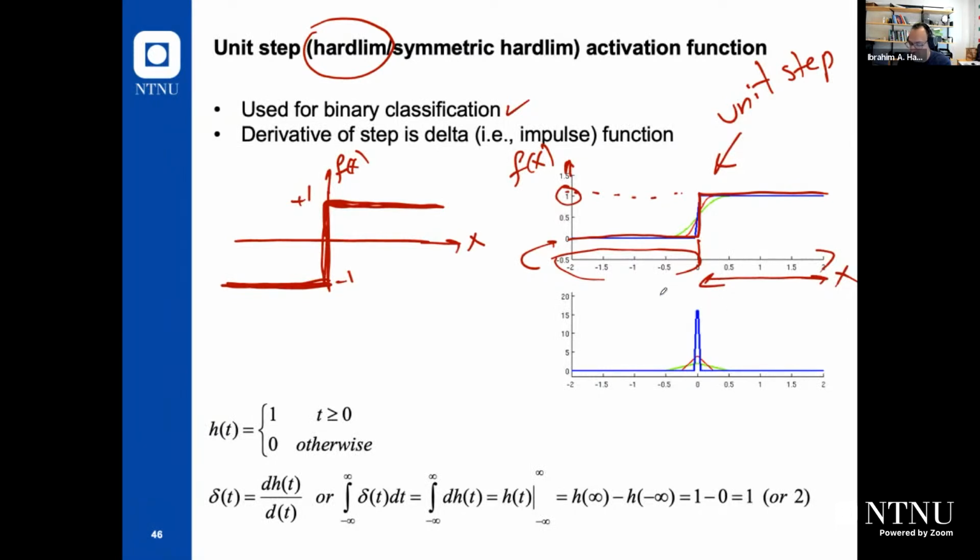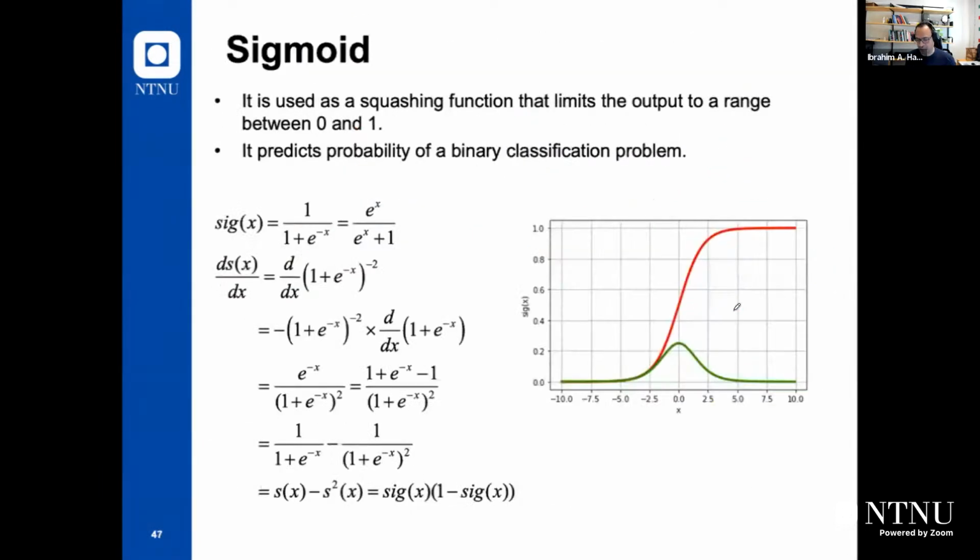So we don't use it, in fact, with gradient descent because of this problem: it's 0 everywhere, and at 0 it's +infinity, as you can see here. So it's like this one. It's a very, very strange derivative of this function. So we don't use it with gradient descent.